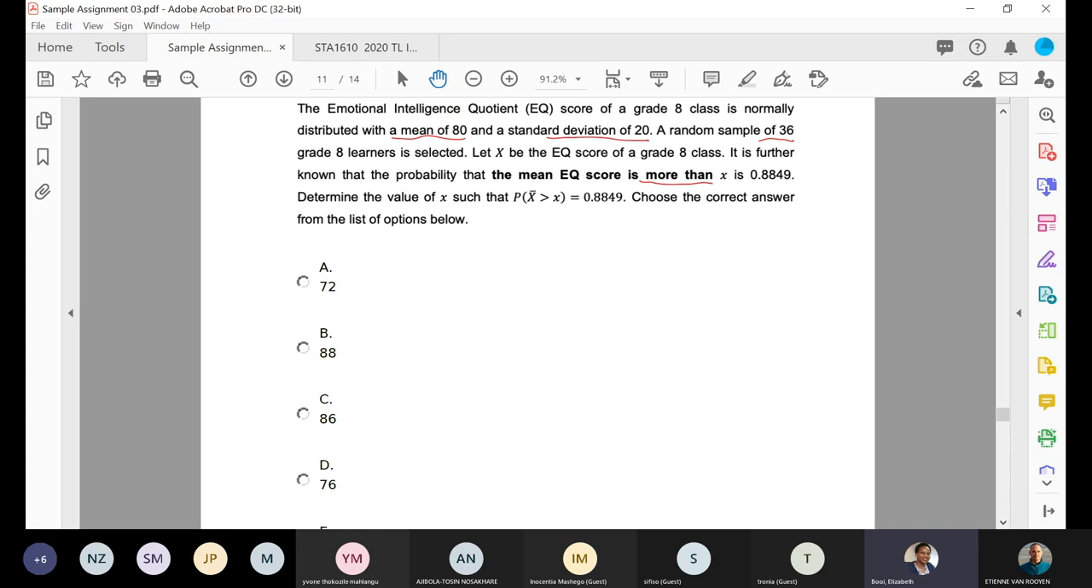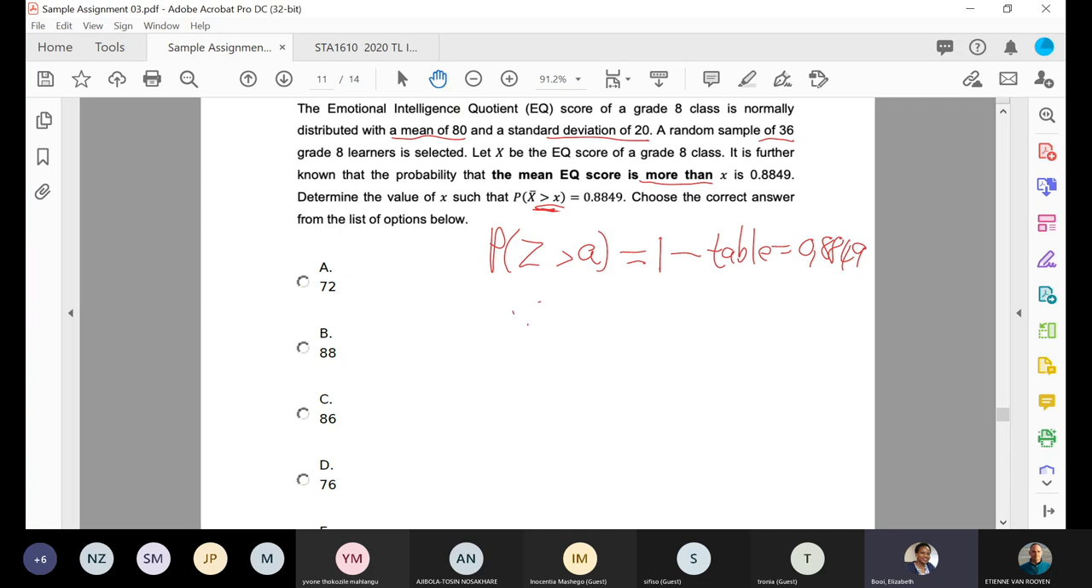Choose the correct option. So similar to what we did earlier, how did they find this probability? The probability of Z greater than a value, they would have found it as 1 minus the value on the table, which gave them 0.8849. So now we need to find this value on the table.